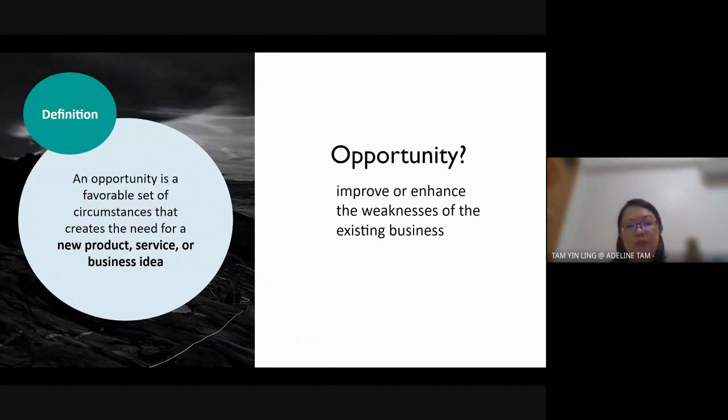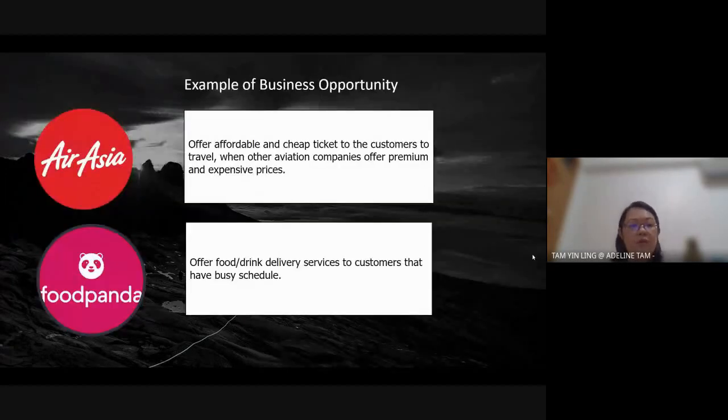Opportunity is a favorable set of circumstances that create a need for either a new product, service, or even a business idea. So opportunity provides you the way to improve your business, to reduce the weakness of the business, and to earn better income, better outcome. So let's look at the business opportunity.